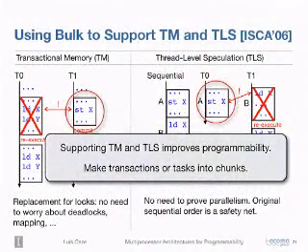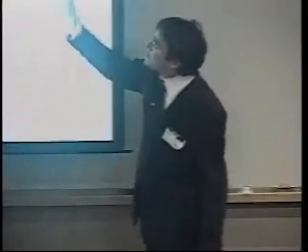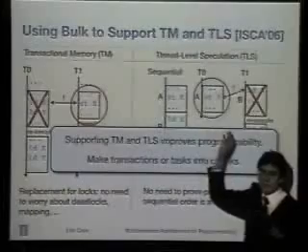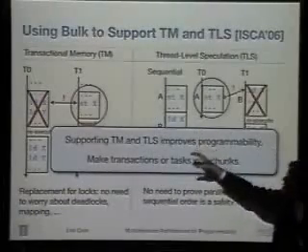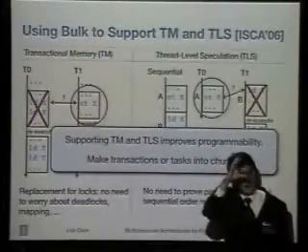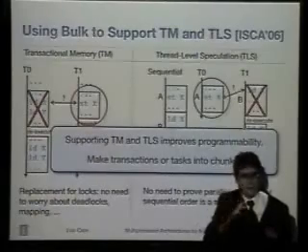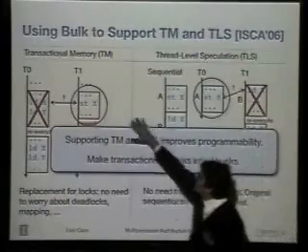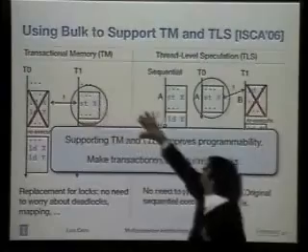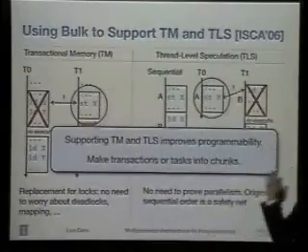So the argument here is that supporting transactional memory in TLS obviously improves programmability. And the way we can support transactional memory in TLS using this bulk framework that I presented is just, instead of arbitrarily defining the chunks from the dynamic instruction stream at will, the processor just follows the transaction boundaries or the task boundaries in TLS, and this just works.